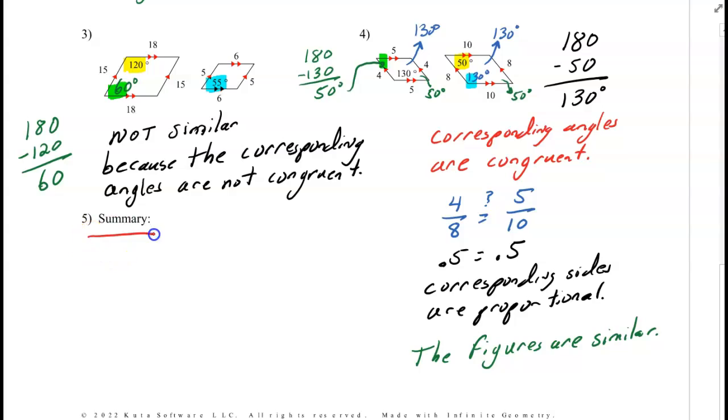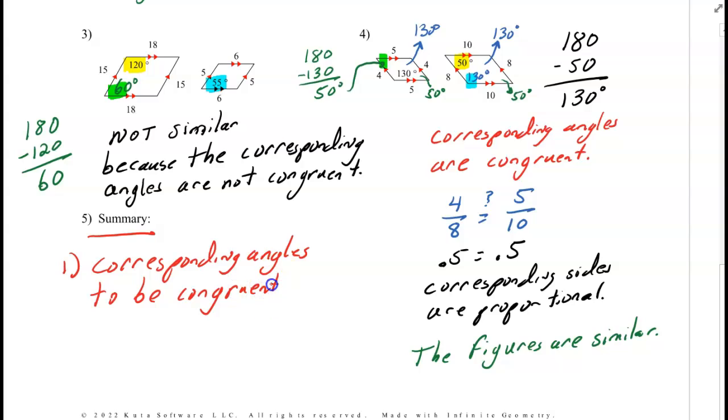So just to summarize, there are two things to be similar. You need the corresponding angles to be congruent, and then the second thing you need is the corresponding sides are proportional.